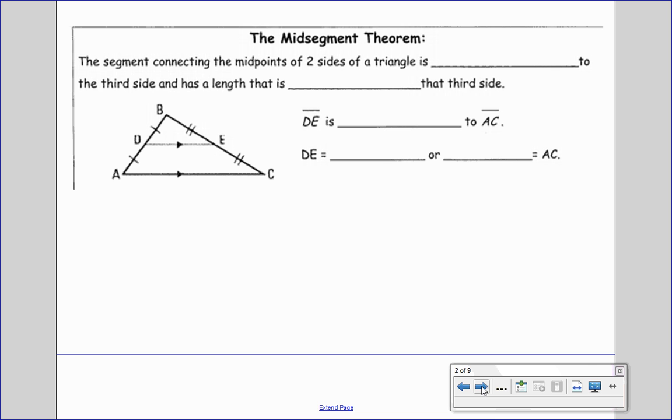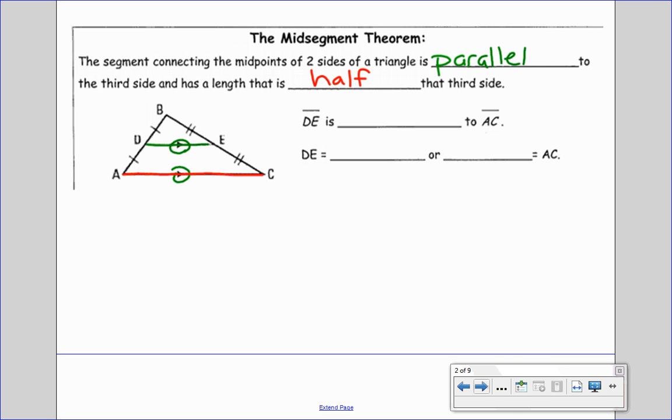All right, so the midsegment theorem. This is saying the segment connecting the two midpoints of two sides of a triangle is parallel to the third side and has a length that is, what do you think we're going to say here? What is the relationship between DE and AC in their length? We're going to say that it is half that third side. Here we go again. Something is half another side.